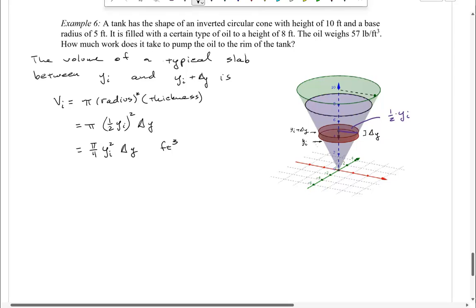So that is the volume of that slab. And we can do this all the way up and down our cone of oil, if you will. Now, the force required to lift this slab is equal to its weight.